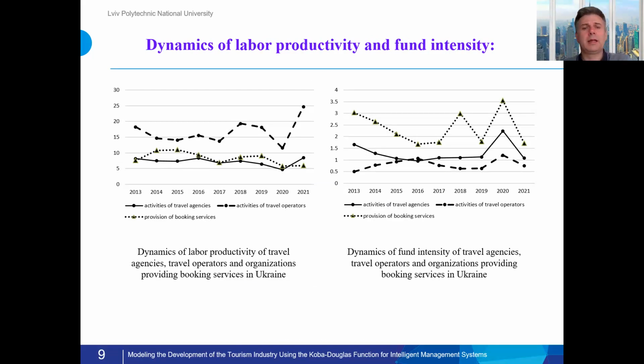When it comes to dynamics of labor productivity and fund intensity, the situation is actually mostly the same. The numbers were relatively stable. Then they went down in 2019 and 2020, and then they picked up in 2021, because generally the tourist industry started to recover.